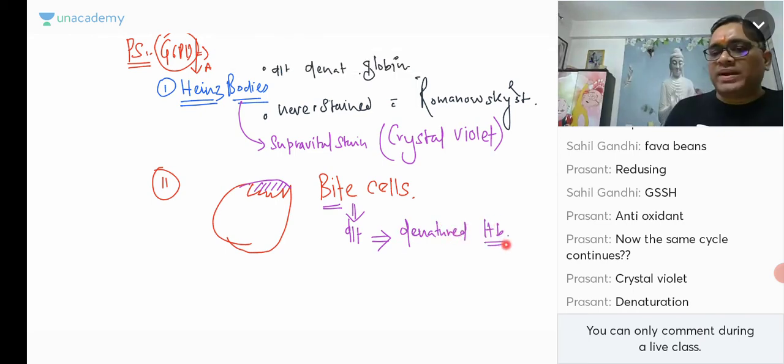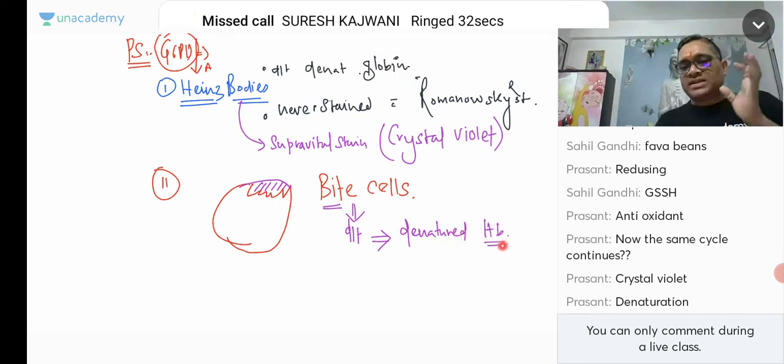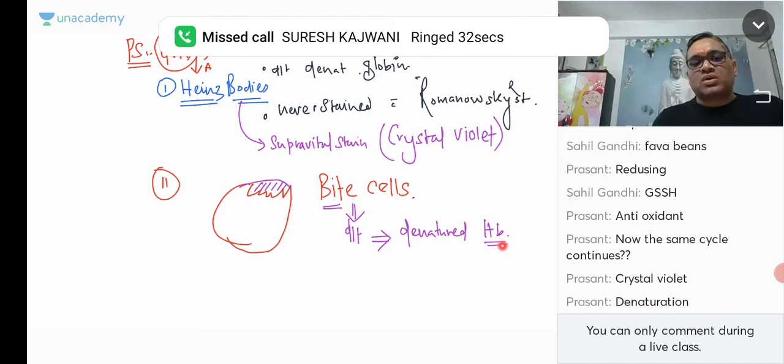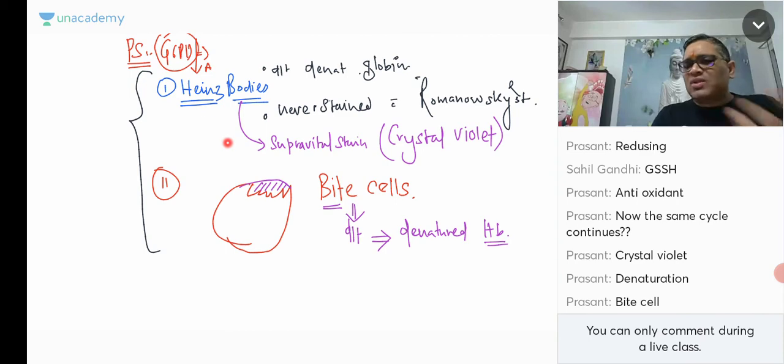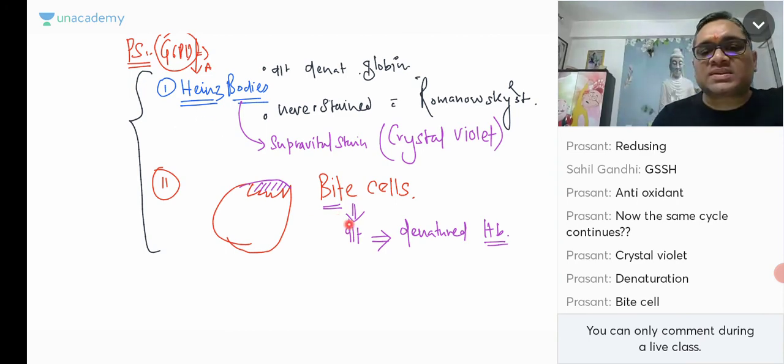Hemoglobin. Right, so white cells are due to denatured hemoglobin, right? Is it clear? So now the question in the NEET exam was, which is most characteristic of the peripheral smear? Out of these two, which is most characteristic of the peripheral smear? Most characteristic. Always remember, because Heinz bodies we cannot see on the routine smear, right? So it is not characteristic. What will be characteristic? White cells are the most characteristic finding seen on peripheral smear.